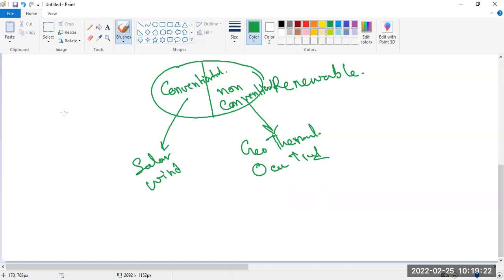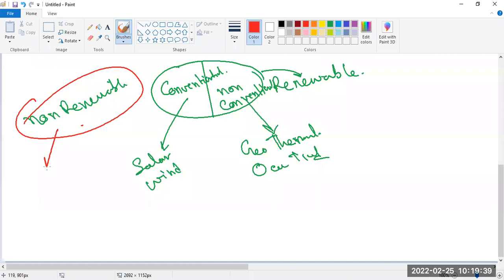But this is not the renewable energy. This green color comes under renewable energy. And non-renewable energy, that is the red color. Look, fossil fuel means coal, and it also includes petroleum. Okay, this is non-renewable. And within this conventional, look, solar, hydro.